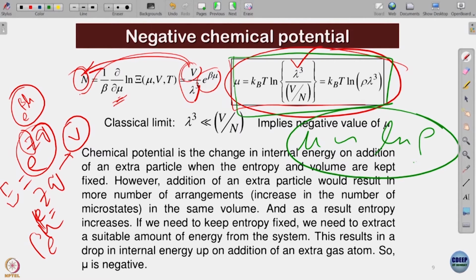Now, there is a little bit of writing here that let me read through. Chemical potential is the change in internal energy on addition of an extra particle when the entropy is held fixed, and that is given here. However, an extra particle would result in more arrangements in the same volume. As a result, entropy increases. So basically, that is how it is done in undergraduate textbooks. The chemical potential in an ideal gas, when molecules are not interacting with each other, is of entropic origin. It is very important to understand that chemical potential in the ideal gas law is of entropic origin.